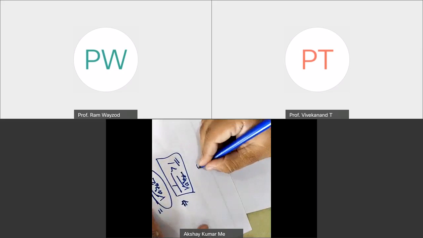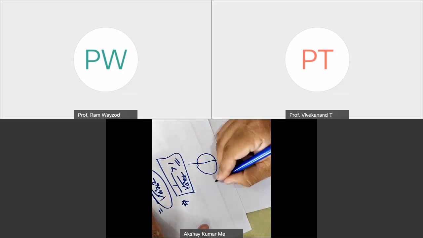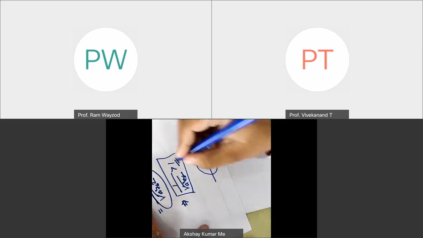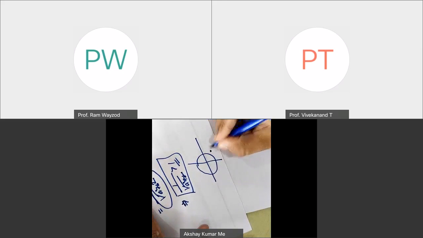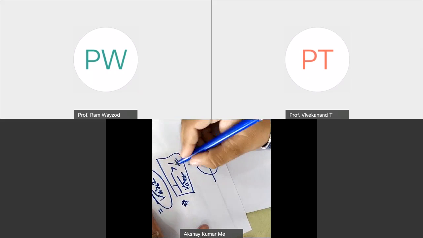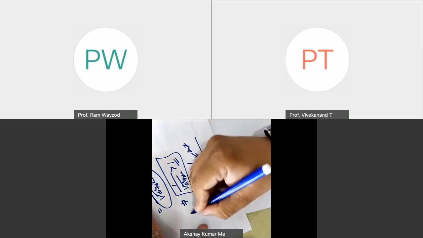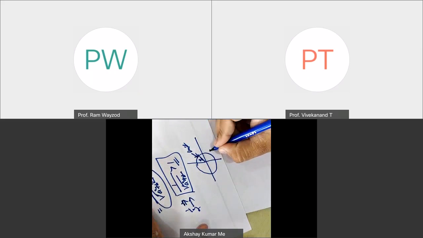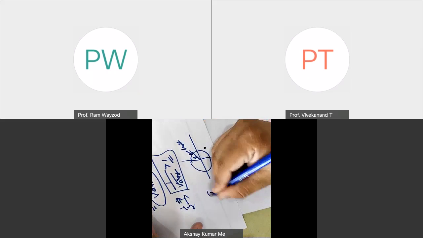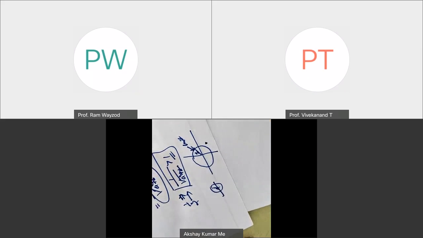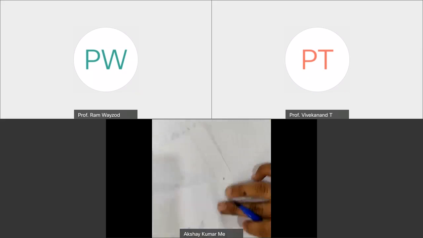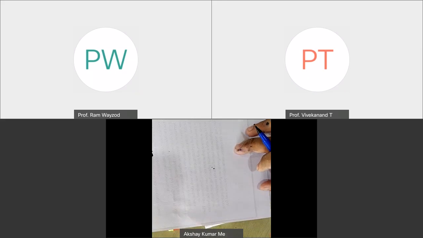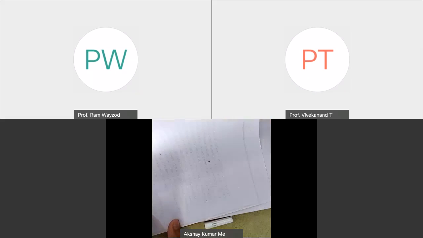So therefore the point, being greater than 1, means it lies outside the circle, because this is the unit circle whose radius is 1. For 1 upon z, the modulus is greater than 1, so it lies outside the circle, and our option is this one. Next.